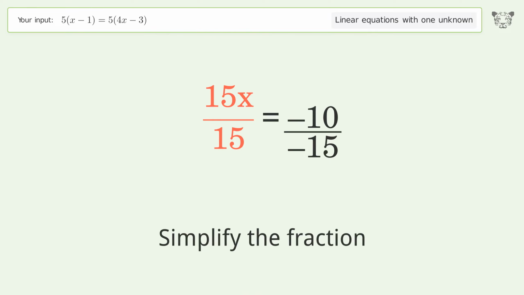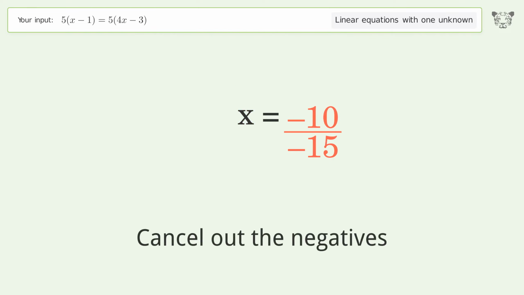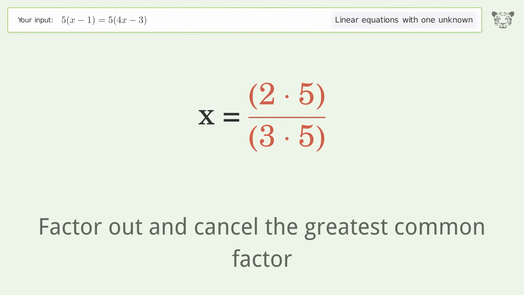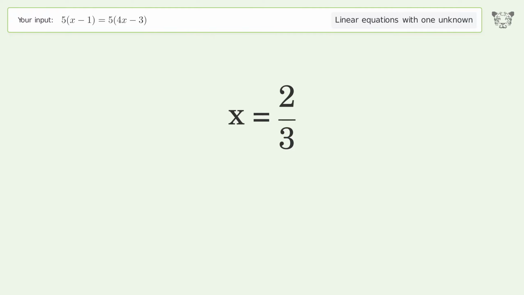Simplify the fraction. Cancel out the negatives. Find the greatest common factor of the numerator and denominator. Factor out and cancel the greatest common factor. And so the final result is x equals 2/3.